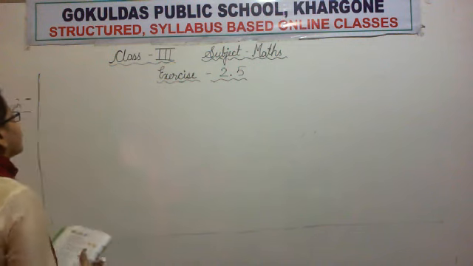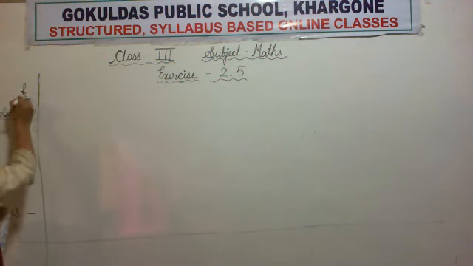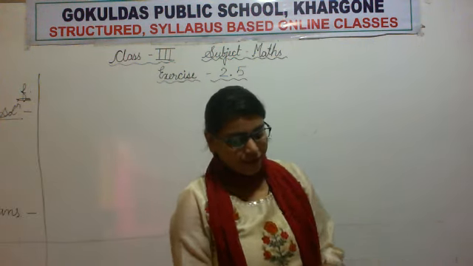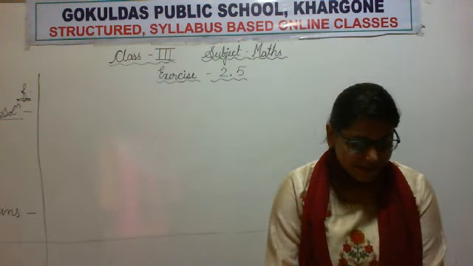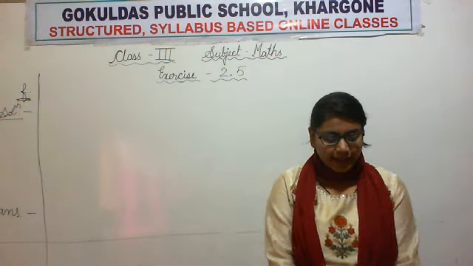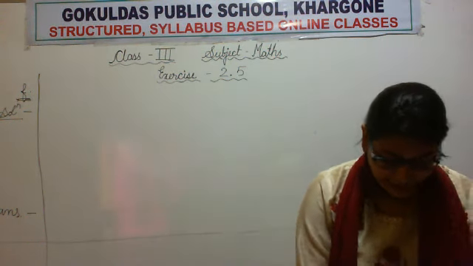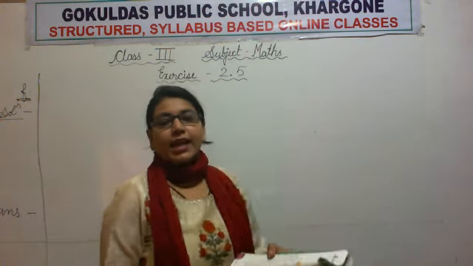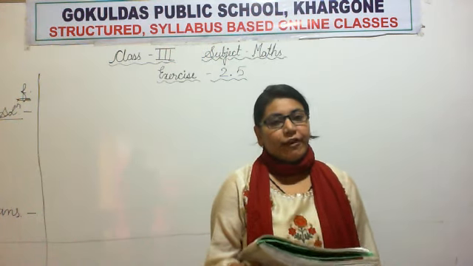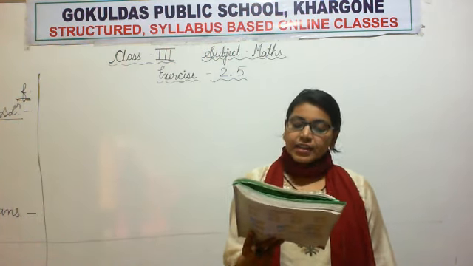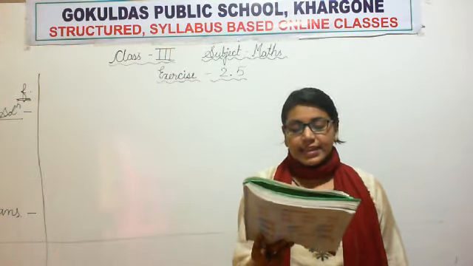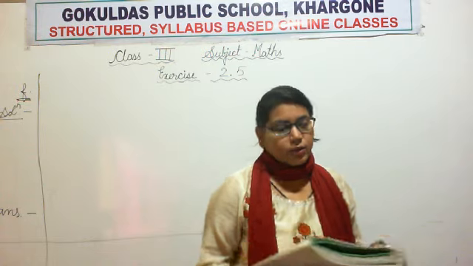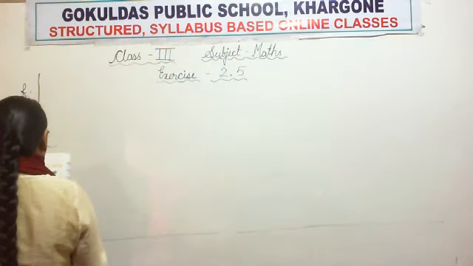Now part F. There are 95 mathematics books, 73 science books and 67 English books in a library. There is a library and so many books are there. 95 books of mathematics, 73 books of science and 67 books of English. So how many total books are there? So let's write the given information first.